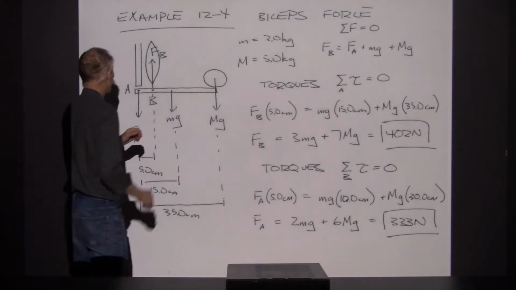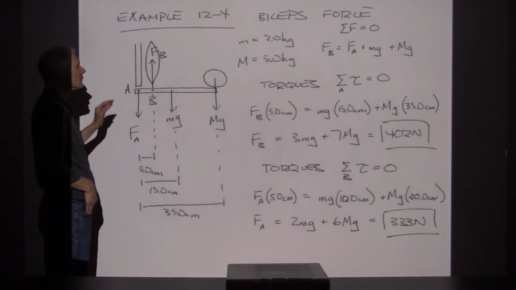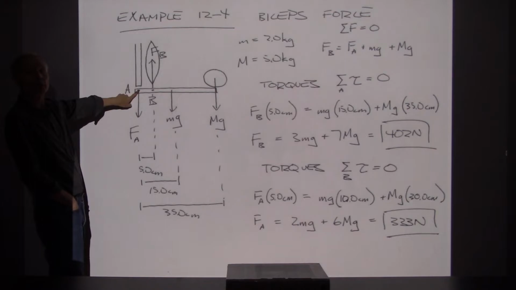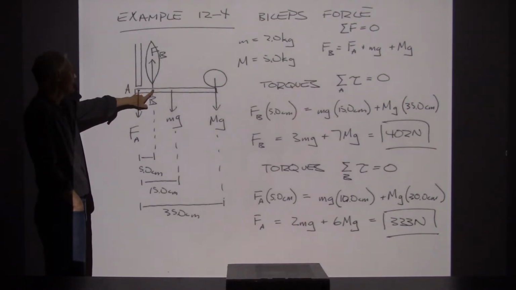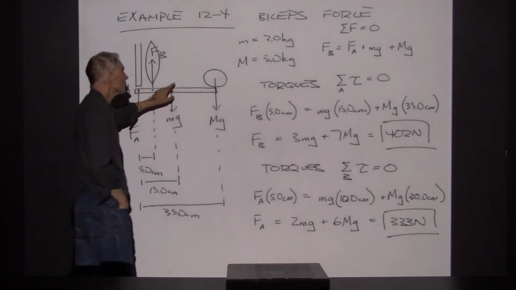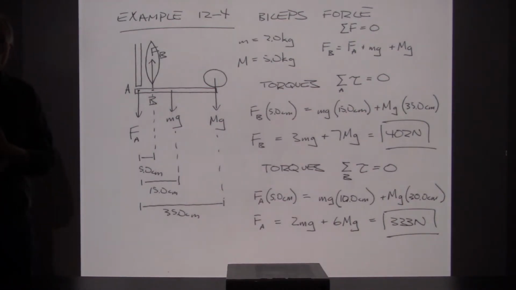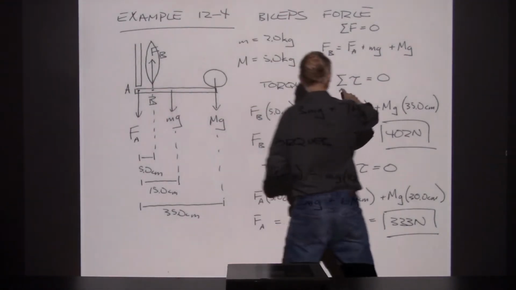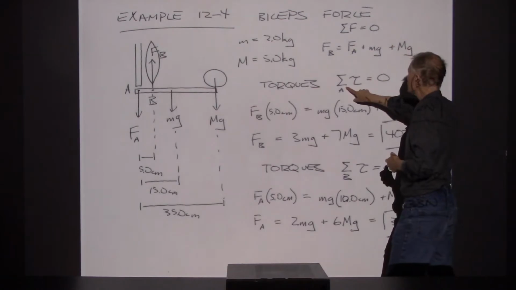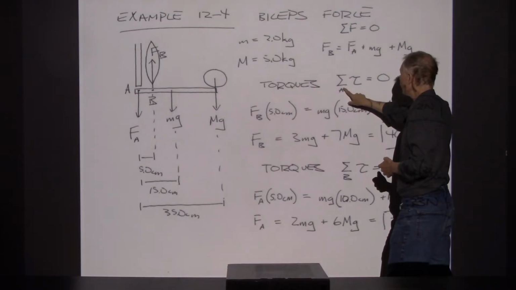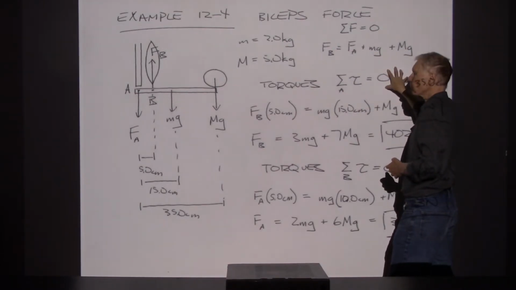Now, when we set up torques, what we can do is pick a location. I could, for example, calculate all the torques around point A. Or I could calculate all the torques around point B. Or I could calculate all the torques around point C. So I can pick any point I want, and I can use more than one point in the same problem. So let's do this. Let's start out, and this is just a notation I use to tell myself what I'm doing. I'm going to sum up all the torques around point A and set them equal to 0.